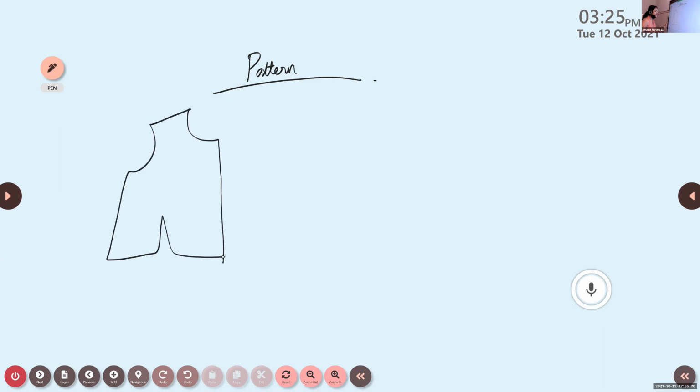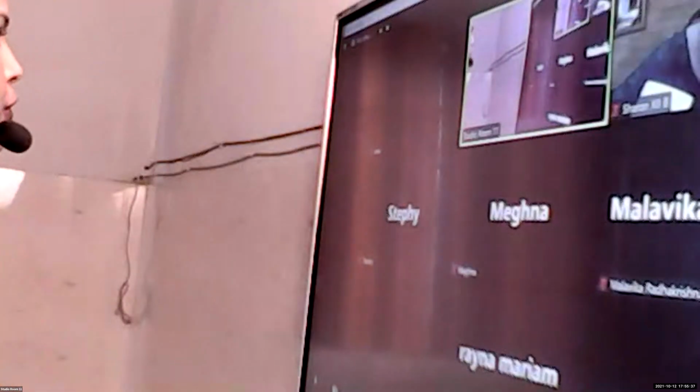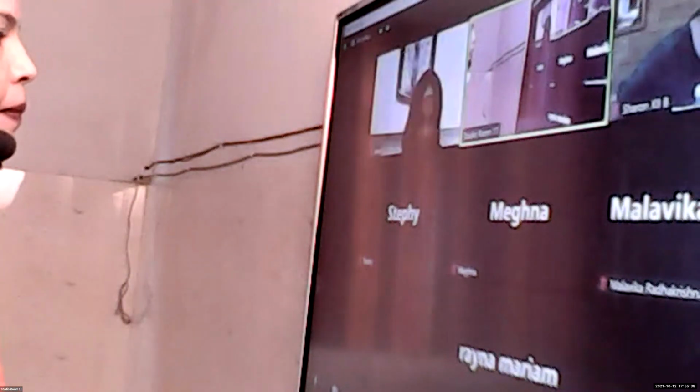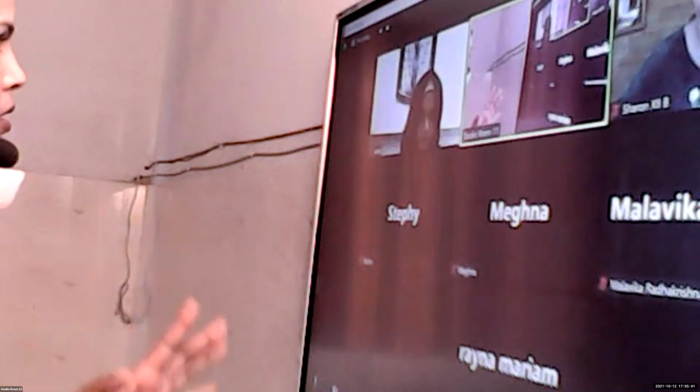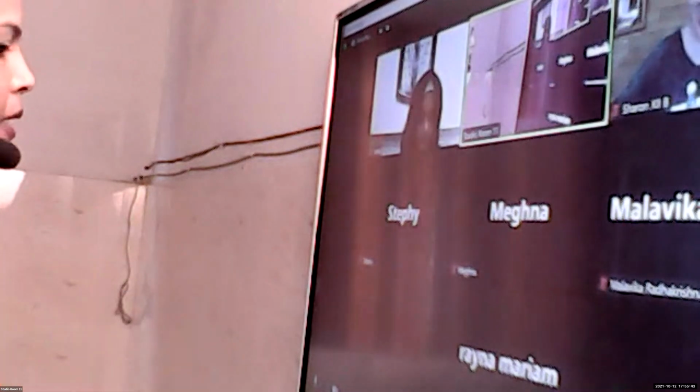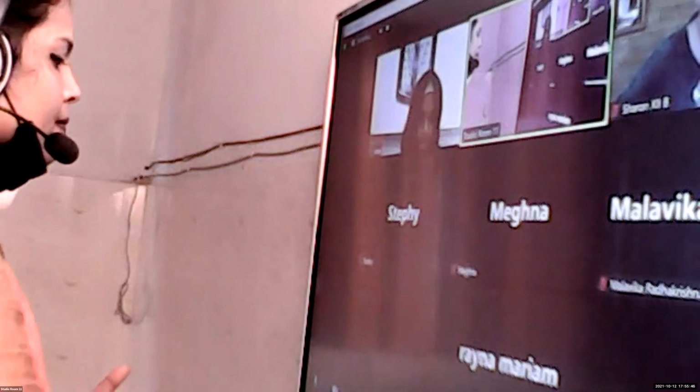Okay. Now let's talk about pattern. What all informations will be there on a pattern? Any idea about what all informations will be there on a pattern? Now we know what all will be there on a block or a slopper. So tell me about pattern.